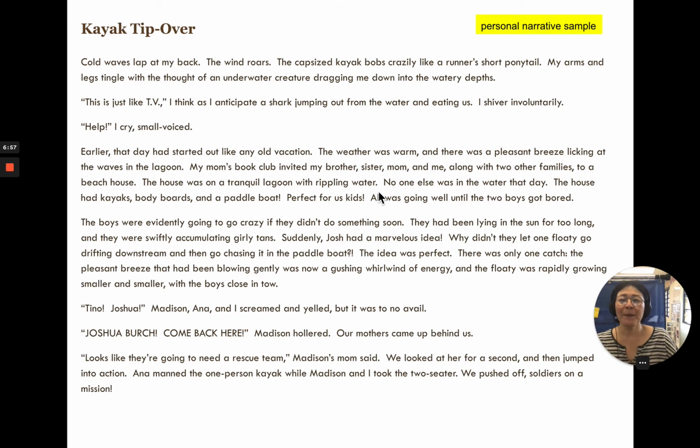Cold waves lap at my back. The wind roars. The capsized kayak bobs crazily like a runner's short ponytail. My arms and legs tingle with the thought of an underwater creature dragging me down into the watery depths. This is just like TV, I think, as I anticipate a shark jumping out from the water and eating us. I shiver involuntarily, and if you'll notice, there is a quote here. Help! I cry, small-voiced. Another quote.